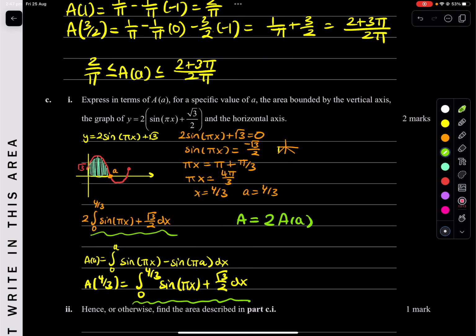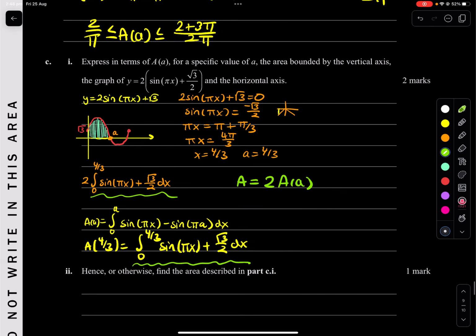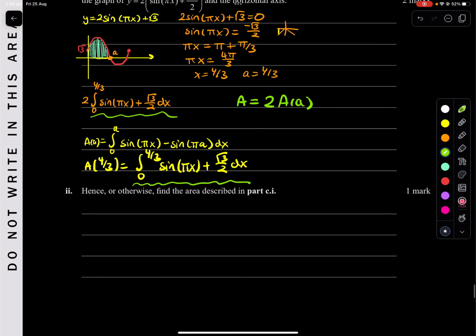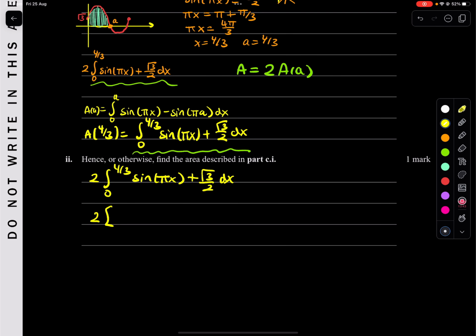The area bounded by the vertical. Okay. Hence, find the area described in part CI. So that area. Let me write the equation here. So we know it's 2 from 0 to 4 on 3, sine pi x plus root 3 on 2 dx. Take the 2 here. This will be negative 1 over pi cos pi x.